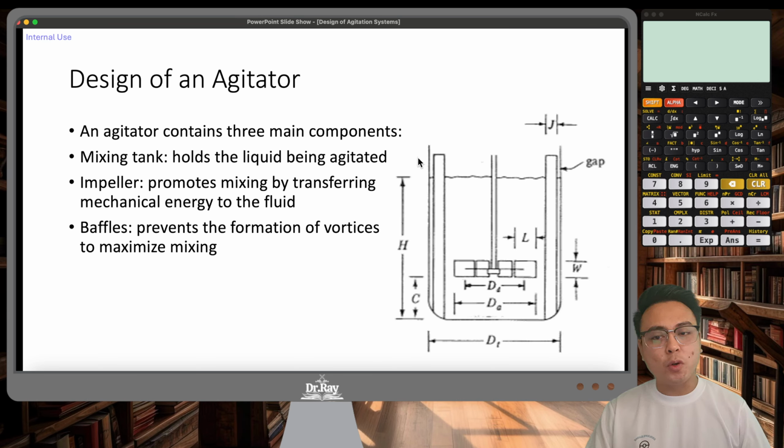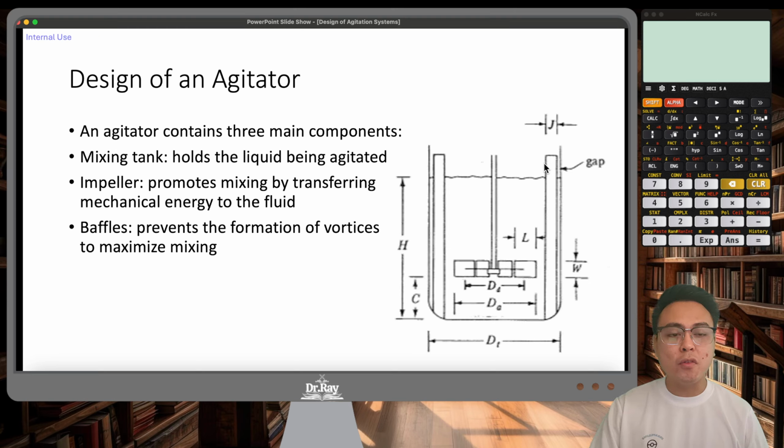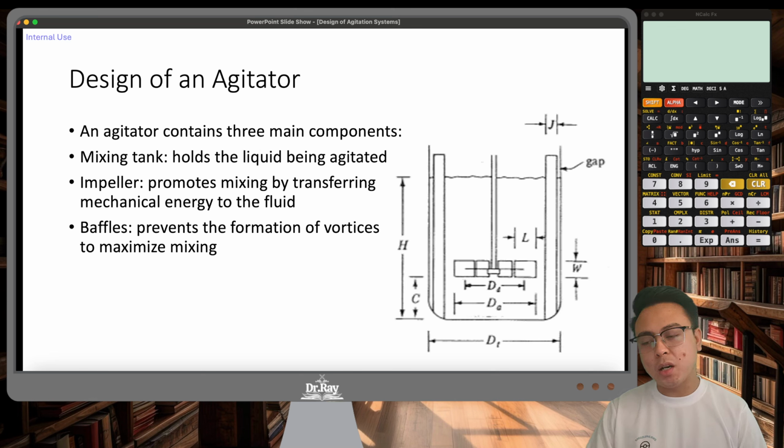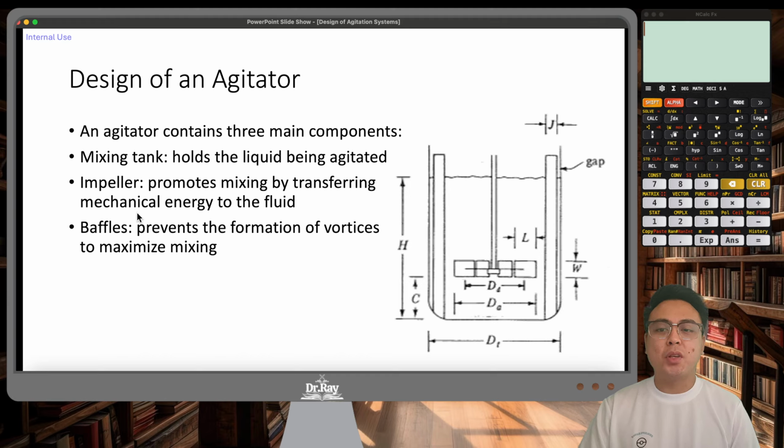You would have, of course, your tank itself. It can be a very simple cylindrical tank, or sometimes it's not even cylindrical. You can have cubic tanks. But in general, you have the tank to hold the fluid inside. Okay, that's the mixing tank. The second main component of an agitator is the impeller. The impeller is right here.